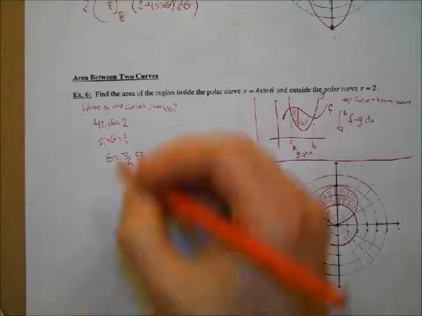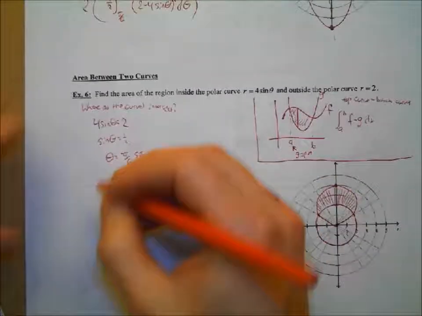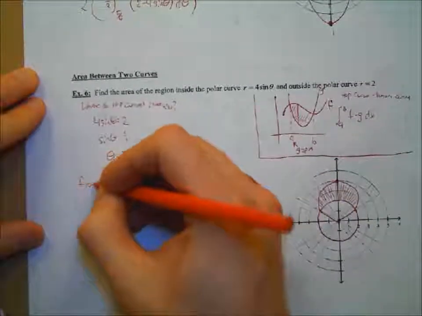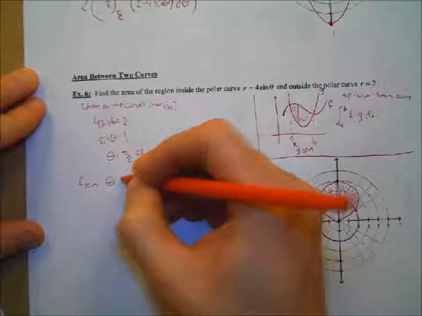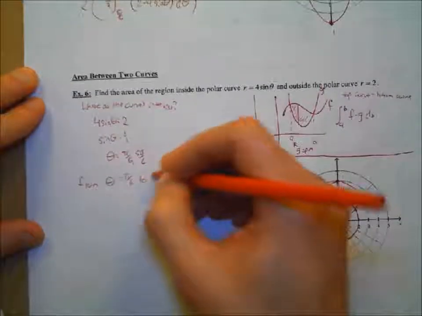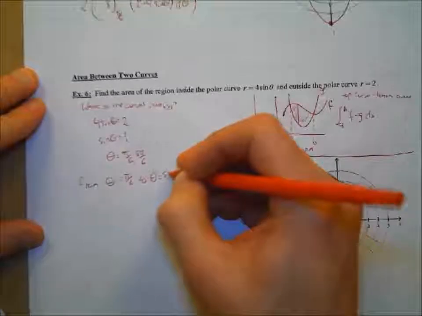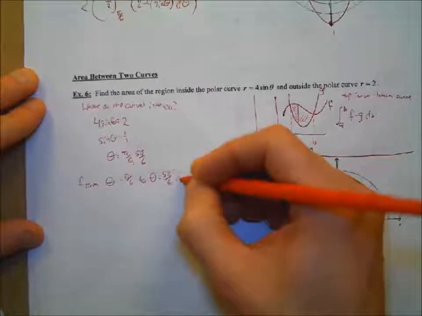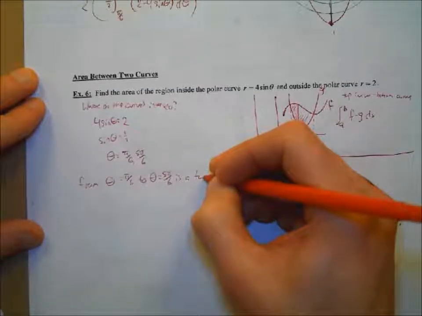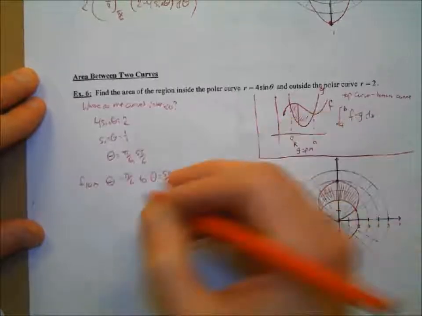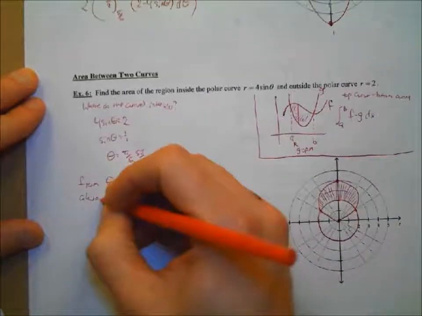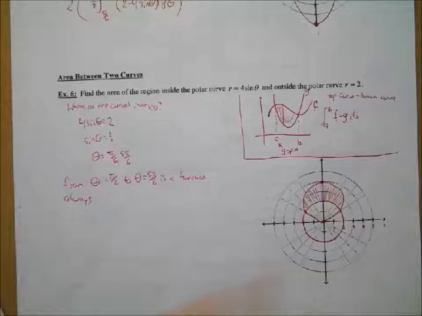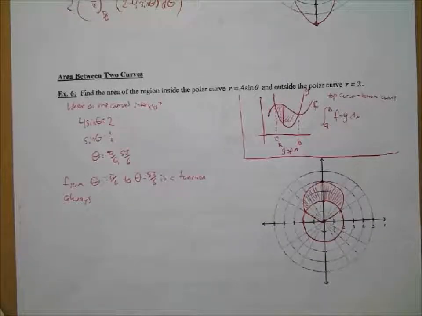So that's where our curves intersect. And now we want to ask ourselves the question: from theta equals pi over 6 to theta equals 5 pi over 6, is a function always further from the pole? And here's where we're going to differ a little bit from rectangular.